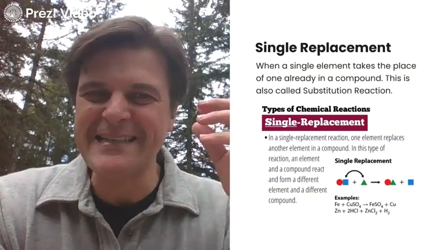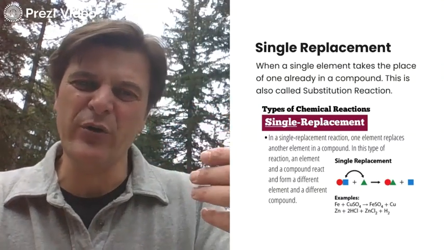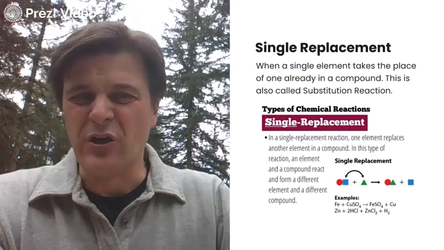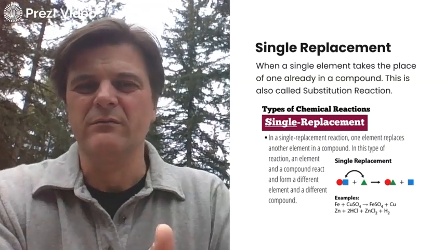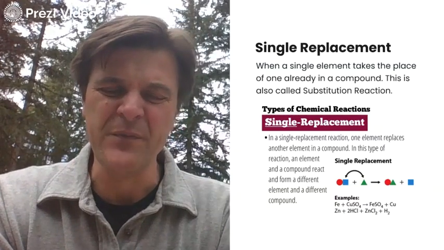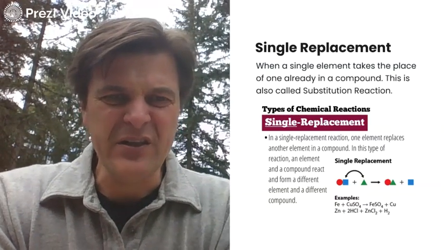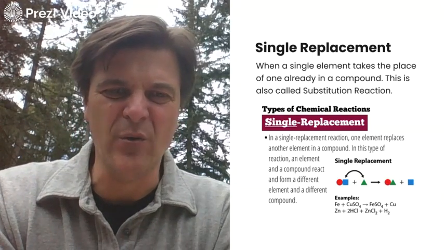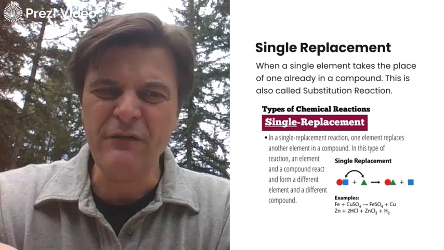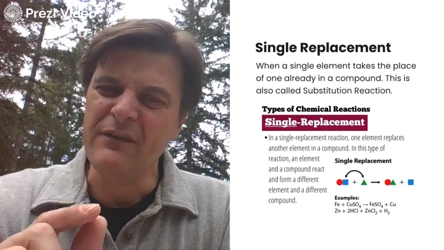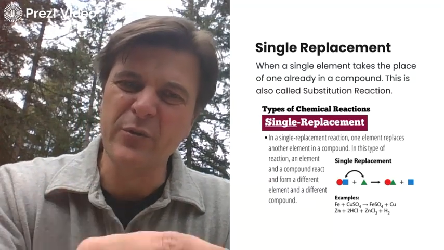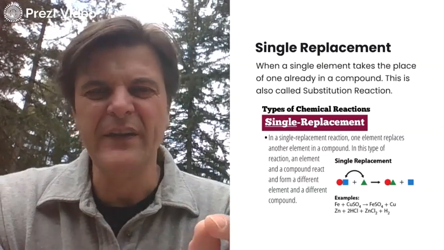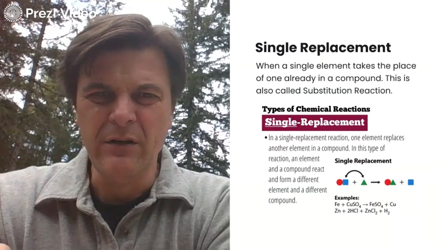If you think about it, it's easy to think of a sport analogy where one player comes in and replaces another. The coach calls for a substitution. Well, this is exactly what's happening here. So we can see that in a single replacement reaction, one element replaces another element in the compound. Now, what you have to be careful about here is that if the element that's doing the replacing, the single element, is a metal, then it will replace the metal.